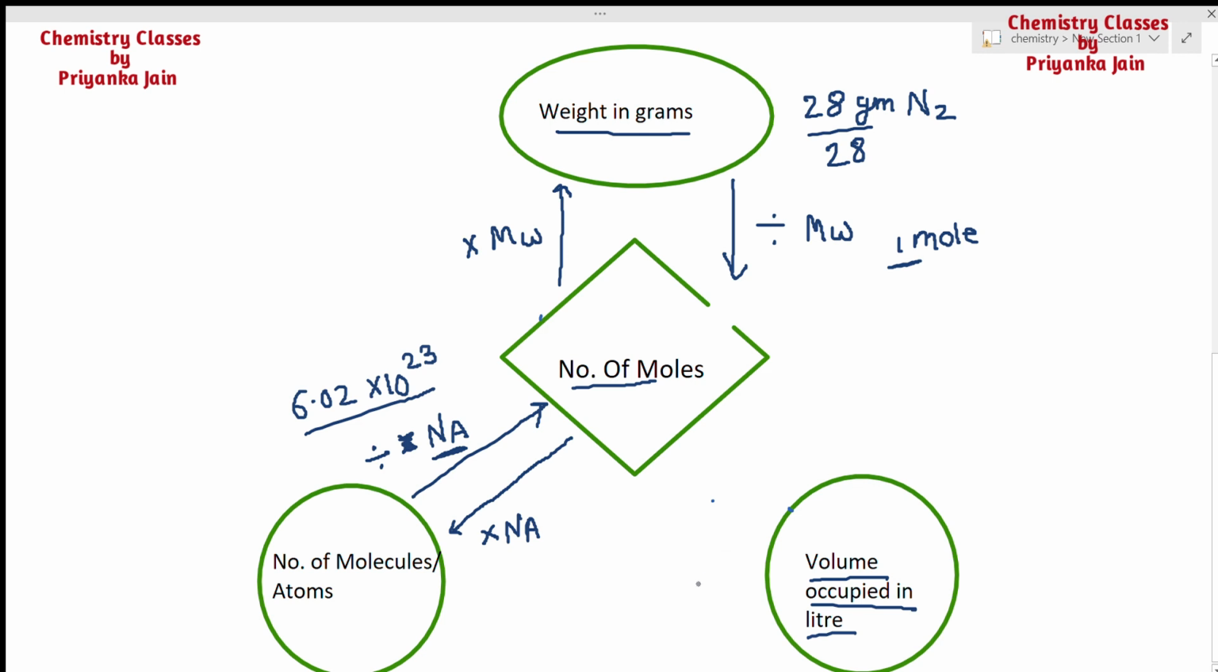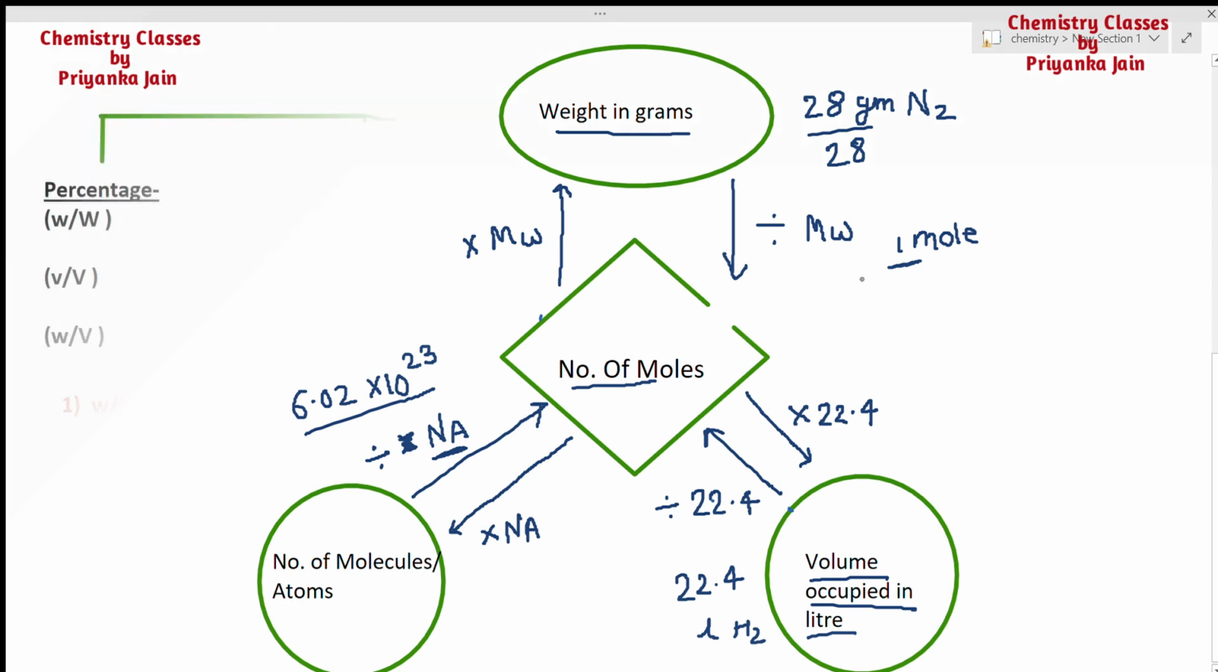Now the next thing: if you are given the volume occupied by a gas in liters and you have to find the number of moles. Suppose we are given 22.4 liters of H2. Then you just divide it by 22.4 so that you can find the number of moles. And if you are given the number of moles and you have to find the volume, then just multiply it by 22.4. But remember that the volume should be in liters. So this is the way by which you can find the number of moles.